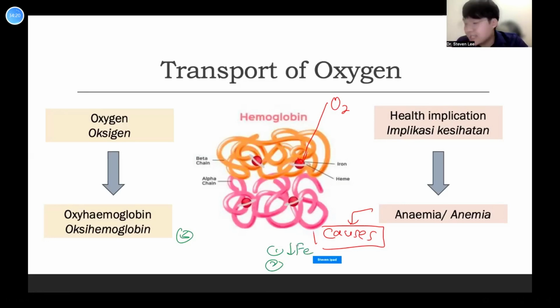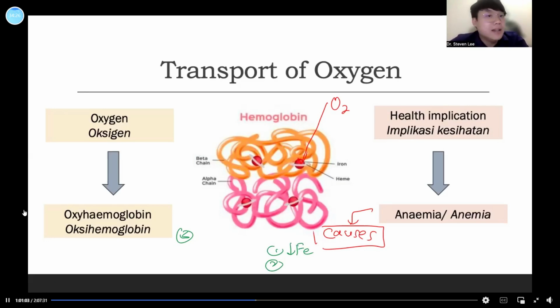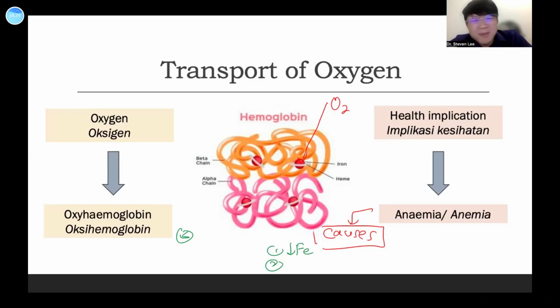Okay, kurang zat ferrum ataupun zat besi. Iron deficiency. The reason is because you need iron to build your hemoglobin. If you have low iron, hemoglobin will be less. That's correct. Some more. Thalassemia, genetic factor. Can you be more specific? Is thalassemia. Thank you so much.